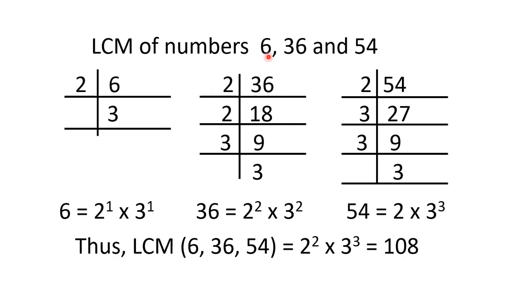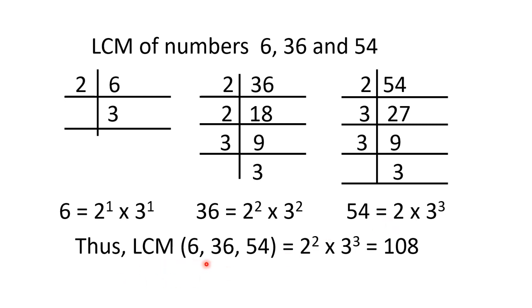LCM of 6, 36 and 54. So the prime factorization of 6 is 2 raised to power 1 into 3 raised to power 1. The prime factorization of 36 is 2 square into 3 square. The prime factorization of 54 is 2 into 3 raised to power 3.